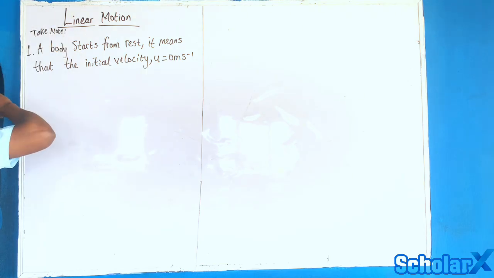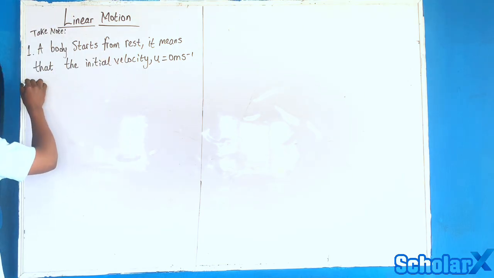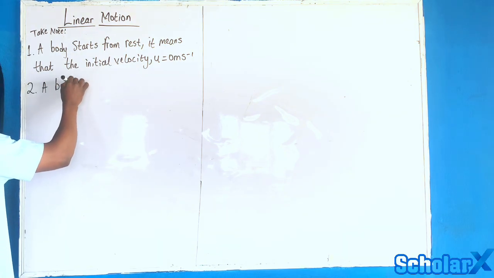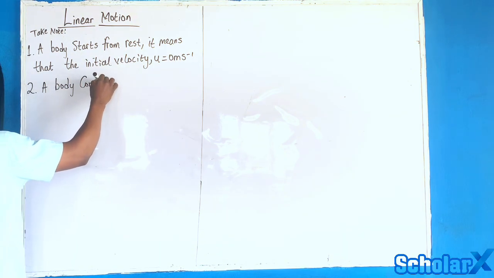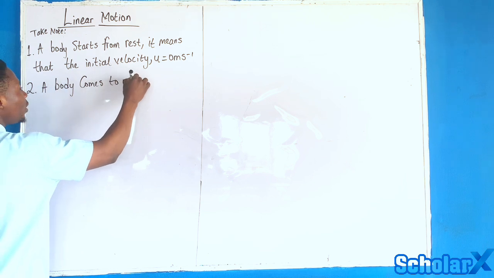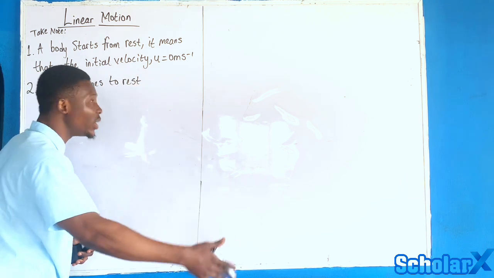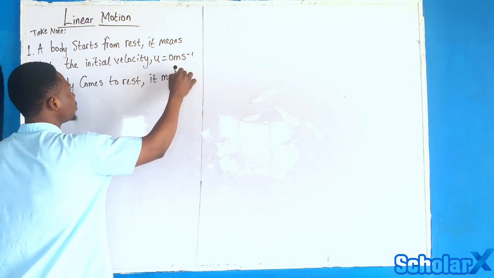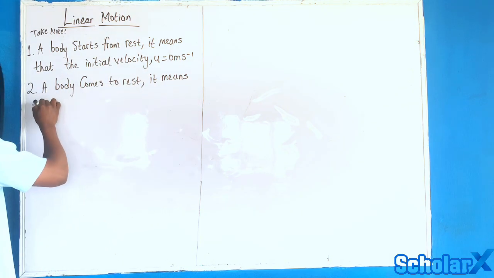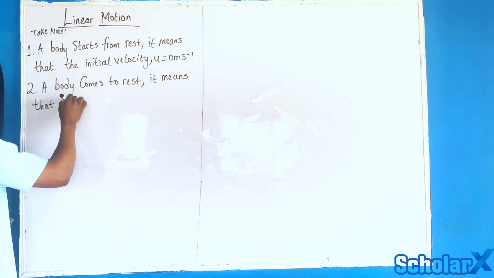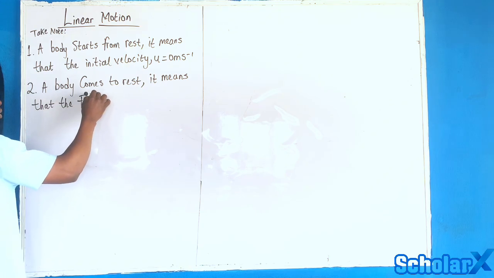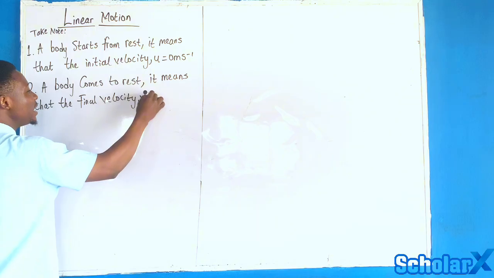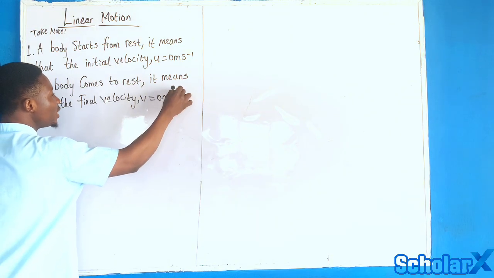All right? Now, for the second one, when they say a body comes to rest, it means that the final velocity of that body, the final velocity v, is equal to 0. So there are two cases.